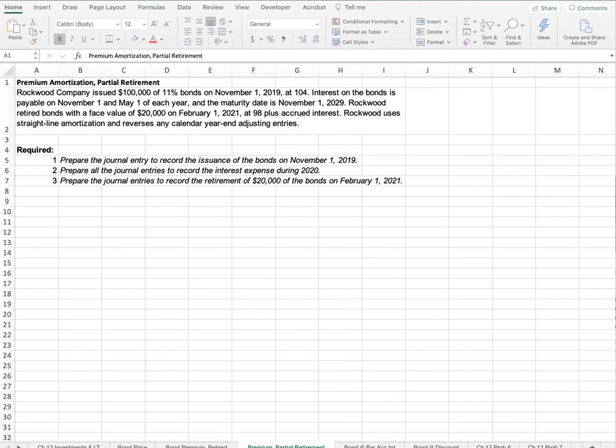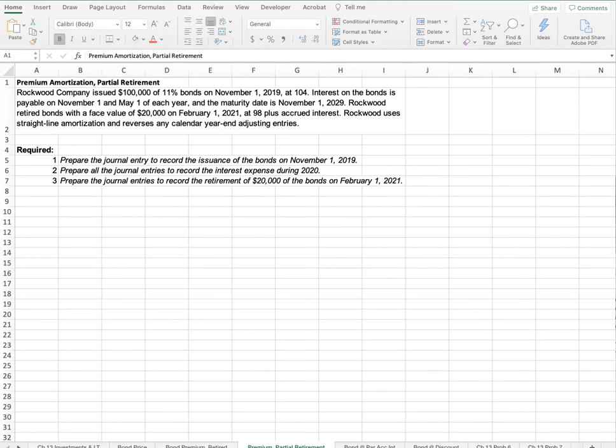Amortization with a partial retirement. Rockwood Company issued 100,000 of 11% bonds on November 1st, 2019 at 104. Interest on the bonds is payable on November 1st and May 1st of each year, and the maturity date is November 1st, 2029. Rockwood retired bonds with a face value of 20,000 on February 1st, 2021 at 98 plus accrued interest. Rockwood uses straight-line amortization and reverses any calendar year end adjusting entries.